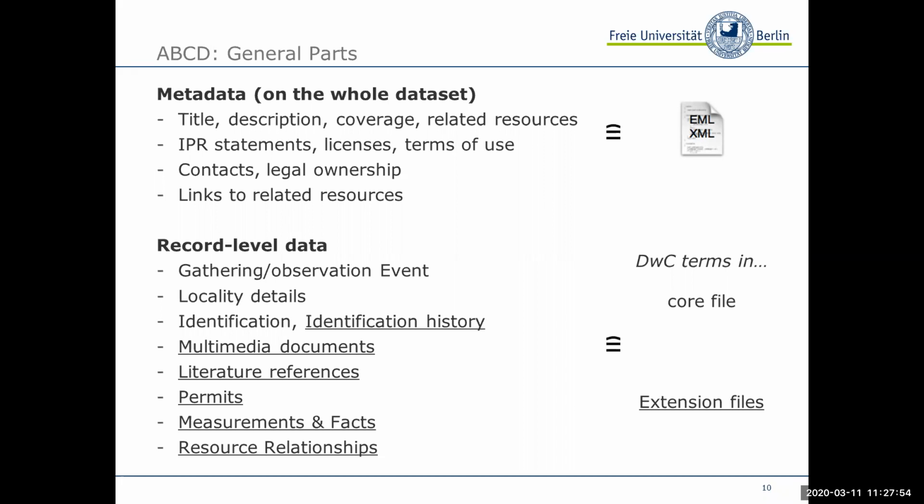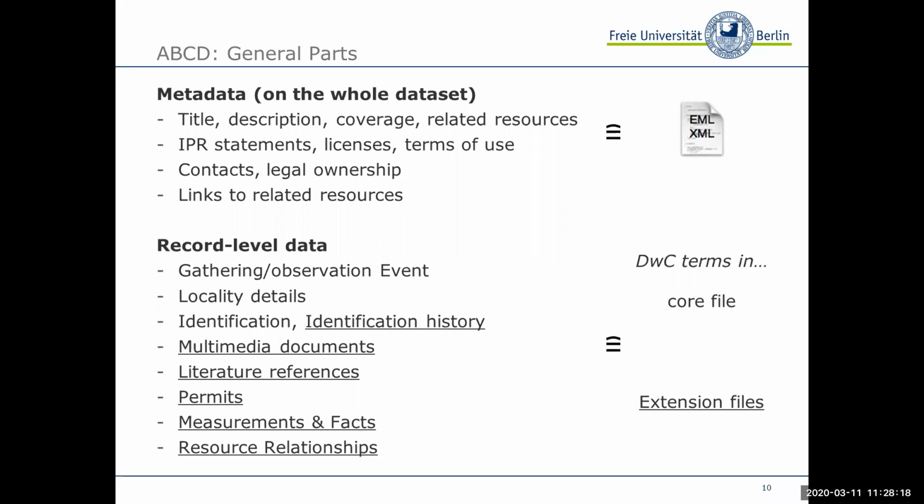ABCD is focused on, or was intentionally focused on, natural history collections. So it has special portions that focus on certain types of collections, for example, botanical collections, and it has a part that is applicable to all types of collections.